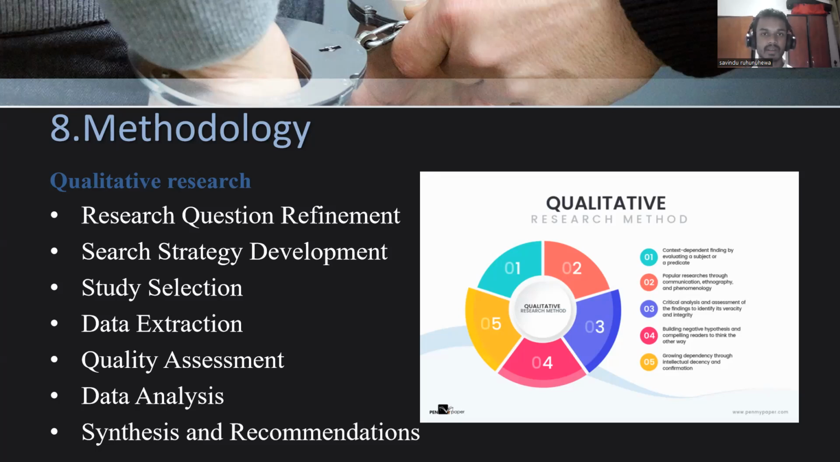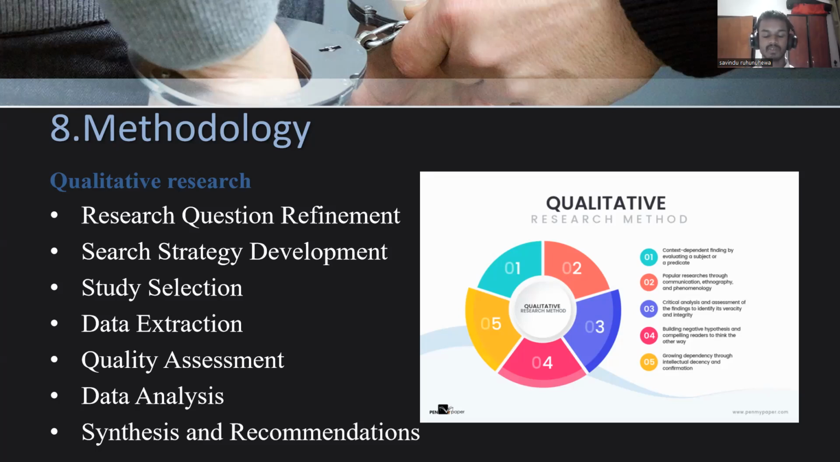The Preferred Reporting Items for Systematic Reviews and Meta-Analyses, PRISMA guidelines, are used for this approach. Research question refinement, search strategy development, study selection, data extraction, data analysis, synthesis, and recommendations are the several stages of the methodology.